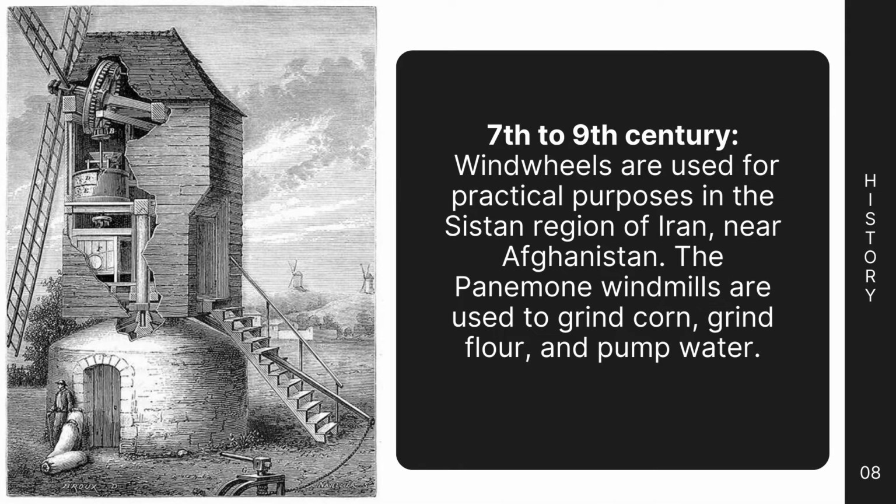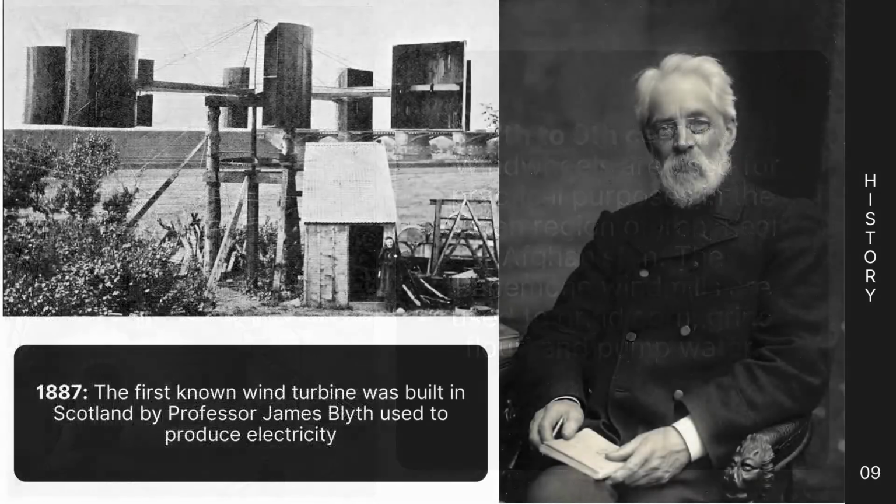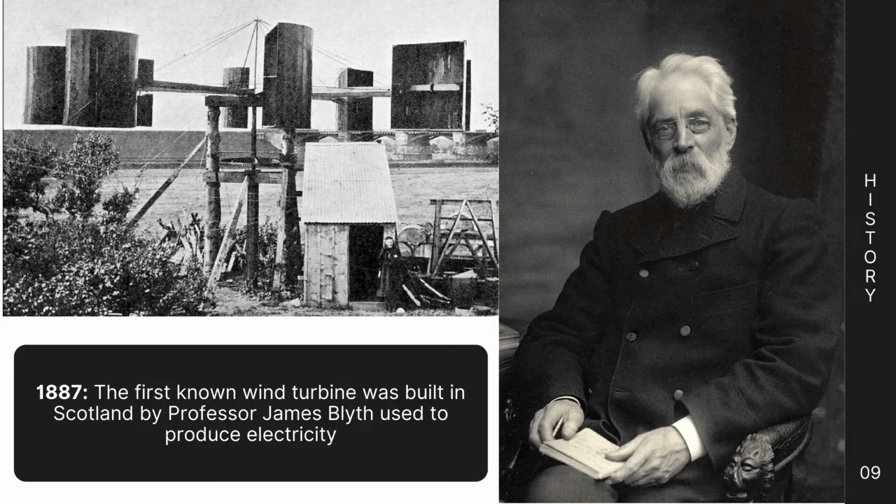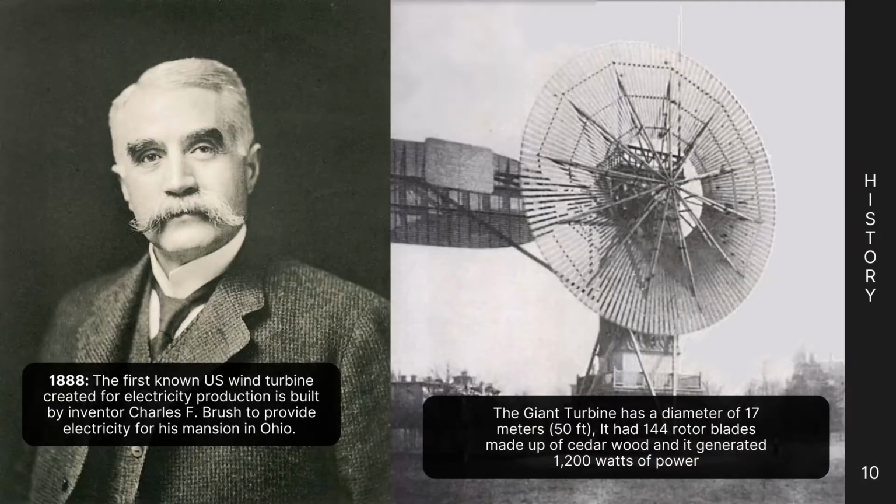This continued for over 1,000 years until in 1887, the first known wind turbine used to produce electricity was built in Scotland by Professor James Blyth. In 1888, the first known U.S. wind turbine created for electricity production is built by inventor Charles Brush to provide electricity for his mansion in Ohio.